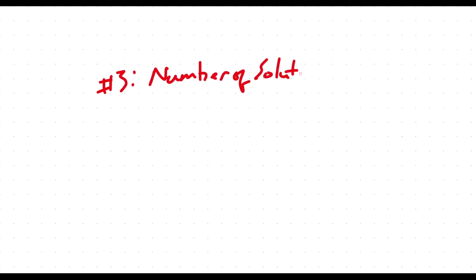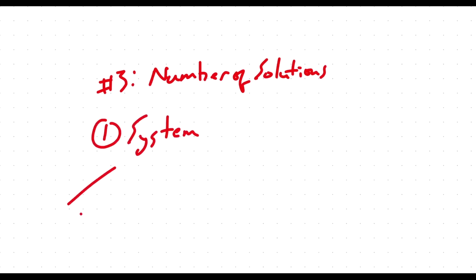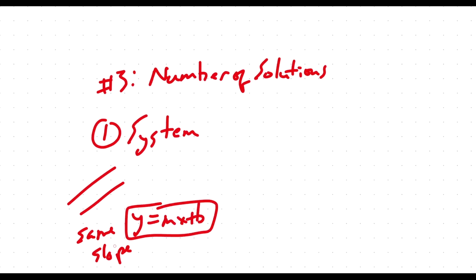Number 3, number of solutions. There's two possible categories here. We have a system of lines. Either they are parallel, same slope. Remember, y equals mx plus b, so they have the same value of m, but different b. That means there are zero solutions. Remember, a solution to a system is when they cross each other. These cross each other nowhere.